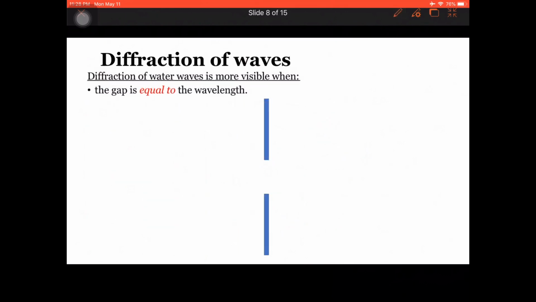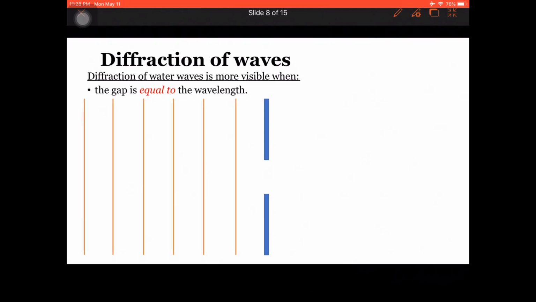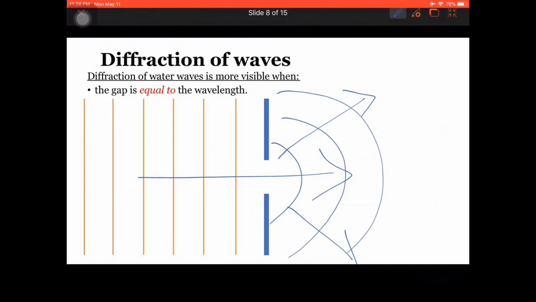Now, diffraction is the strongest or most visible if the gap is equal to the wavelength. To illustrate, here are the waves approaching the barrier with a gap, and here are the directions of the wave as it passes through the gap. Then, the diffracted waves will look like this. Still minding that the wavelength over here will be equal to the wavelength on the other side.